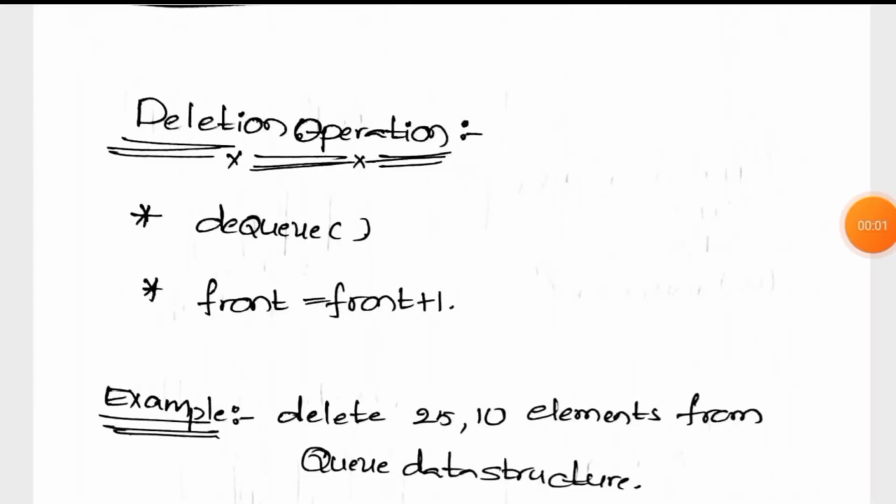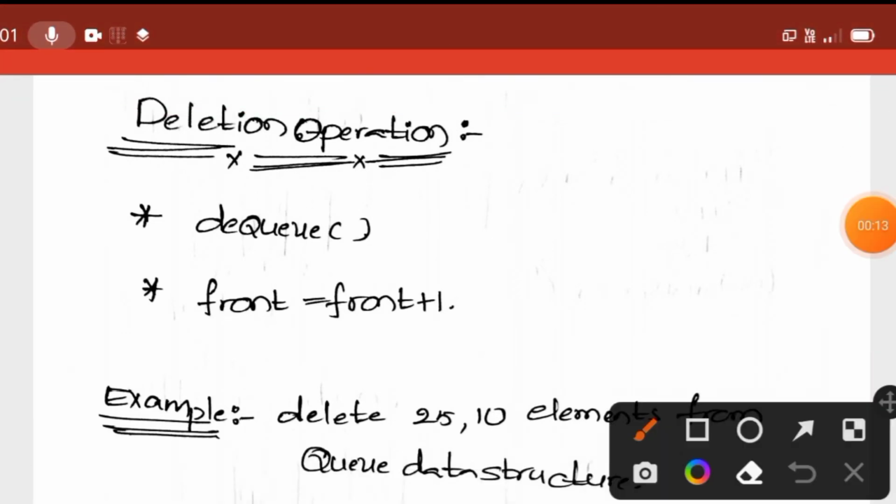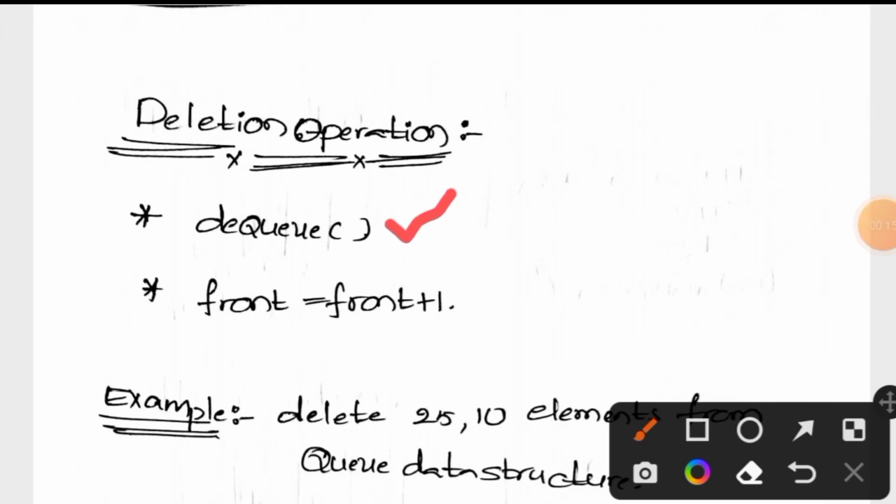Now the next operation in the queue data structure is the deletion operation. So in this deletion operation, for deleting any element from the queue data structure, we have to use one method, that is the dequeue method. With the dequeue method we can delete the elements, and after deleting the elements we have to increment the front position by 1. So front equals front plus 1. Here you can see the example.